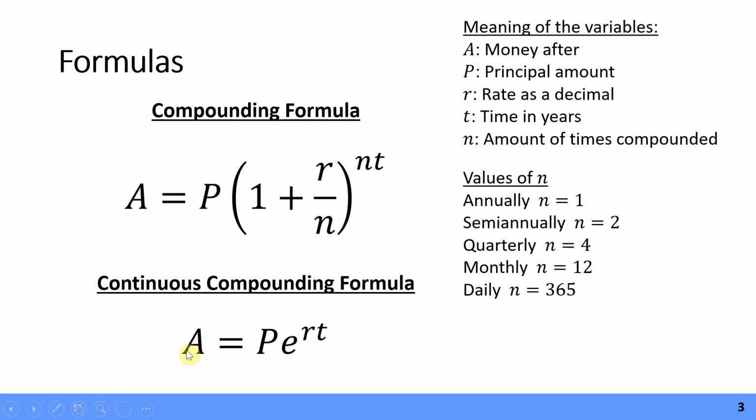This one again has the same variables. A still represents the money after. P still represents your principal amount. E is just e. It comes in your calculator like that. It's a value. And then R is your rate as a decimal, and T is your time in years. So again, these are the two formulas you are going to have handy. We're going to read the problems, and then we're going to figure out which one we have to use. Like I mentioned earlier, your rate has to be as a decimal.